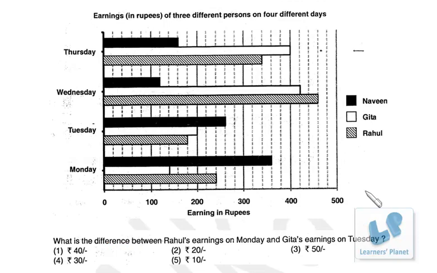Now let's take this set of questions. Earnings in rupees of three different persons on 4 different days: Naveen, Gita, Rahul, Monday, Tuesday, Wednesday, Thursday. Fine. Now, what is the difference between Rahul's earning on Monday and Gita's earning on Tuesday? Now, Rahul is this one. Rahul earning on Monday is actually this 200 and this 300, so that's actually 240. So Rahul is 240 and Gita earning on Tuesday, Gita, this one, it's 200. So difference is 40. Okay.